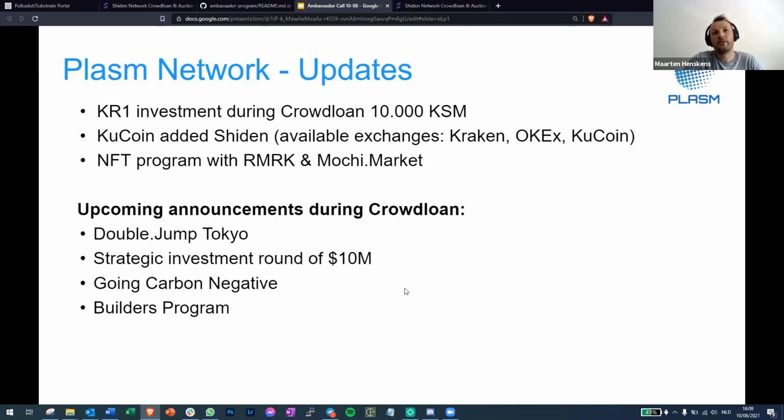We have an NFT program with Remark and Mushi Market. The NFT program with Remark is that users can have an NFT through Remark, but they must have an egg from Canaria. If they don't have an egg, they will not get the NFT from Remark. That's why we also created a partnership with Mushi Market. They are creating an NFT for everyone who's joining the crowd loan. We will look on chain about if we need to have a cap on this.